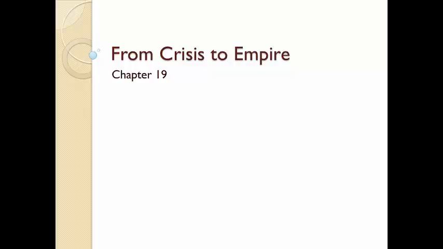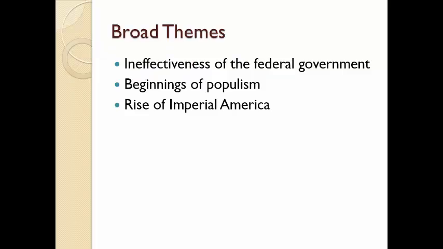This chapter examines how farmers are going to mobilize into a political force, eventually culminating in the organization of what will be known as the Populist Party. And then later, we're going to look at the process of empire building that occurs in the United States. So, broad themes of this chapter, we're going to look at the ineffectiveness of the federal government. We're going to talk about the beginnings of populism. And then lastly, we'll finish up with the rise of Imperial America.